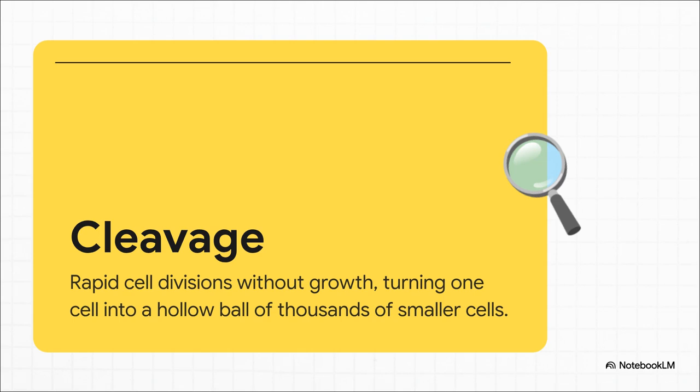The answer is a process called cleavage. Now, this is not your normal, everyday cell division. This is division on hyperdrive. It's a series of incredibly rapid splits that happen without any of the cells actually growing bigger. The embryo just keeps dividing its existing material, turning one large cell into a hollow ball made of thousands and thousands of smaller cells, which we call blastomeres.